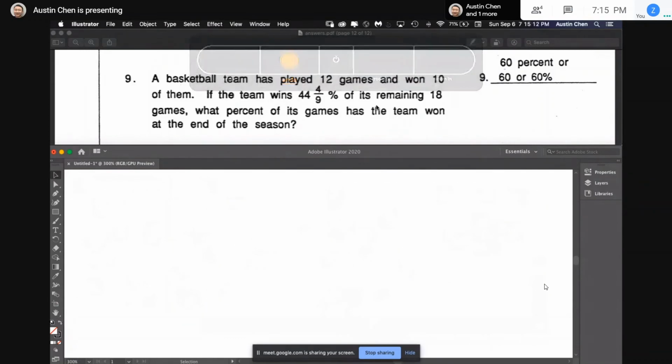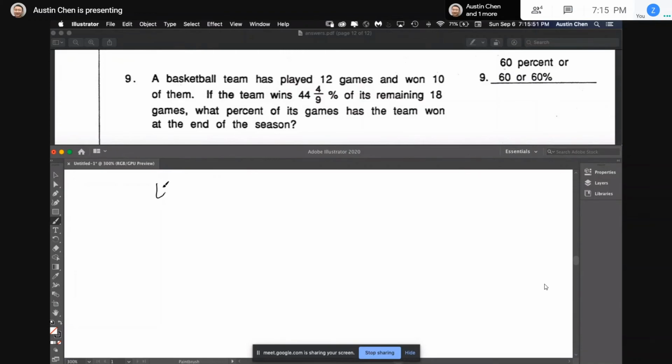Okay, a basketball team has played 12 games and won 10 of them. If the team wins 44 and 4/9% of its remaining 18 games, what percent of its games has the team won at the end of the season? All right. So we need to count how many wins the team got with the remaining 18 games. So if they won 44 and 4/9% of the remaining 18 games, we could just multiply those two numbers together to get how many games they won out of those 18 games.